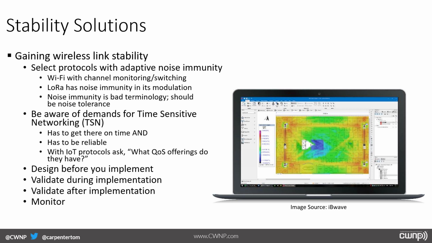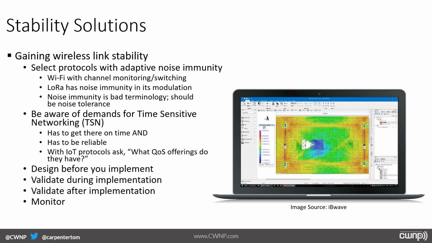And then the big thing is, this goes back to the traditional Wi-Fi stuff we've talked about even for office spaces, right? Design before you implement, validate during implementation, validate after implementation, and then monitor. So if we want a stable industrial wireless environment, whether we're using Zigbee or something like Monit's proprietary protocol called Alta, or some other protocol, whatever we're using, we need to design based on the parameters of that protocol. In other words, it works with particular frequencies, it uses particular transmission powers and things like that. Design around the constraints of that protocol.